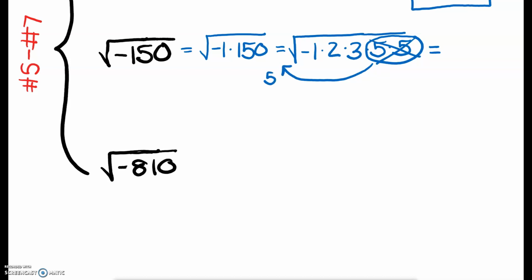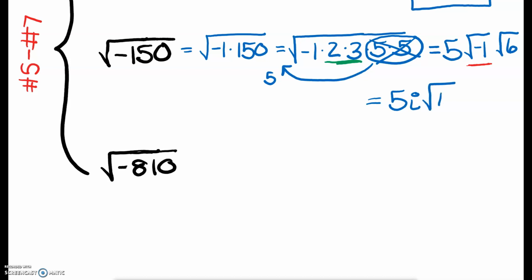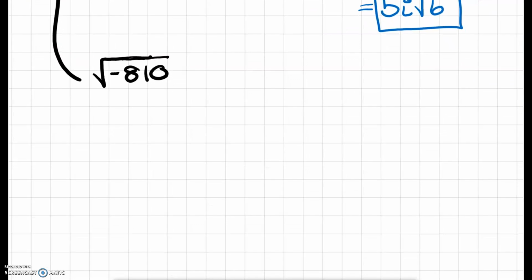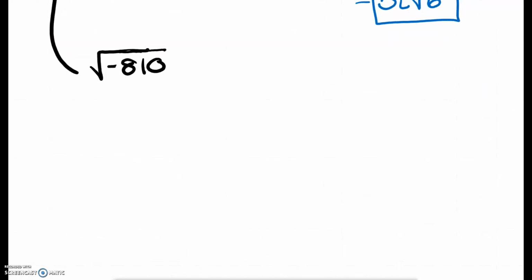All right, so I am going to write this in the same fashion that I did before. I'm going to put my -1 under a radical by itself, and then I'm going to multiply these two numbers that remain. So I have the square root of 6. And I notice that I have the square root of -1 here, so I'm going to simplify further to get 5i square root of 6. And now I'm finished with this problem. And this is the last example we're going to go through.